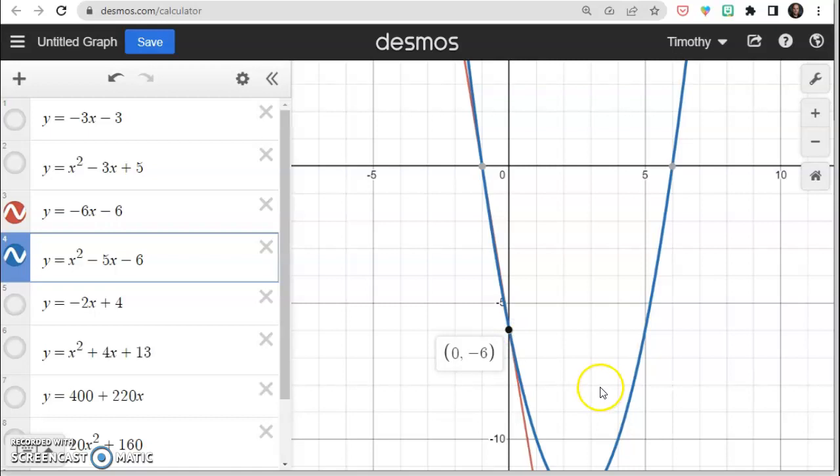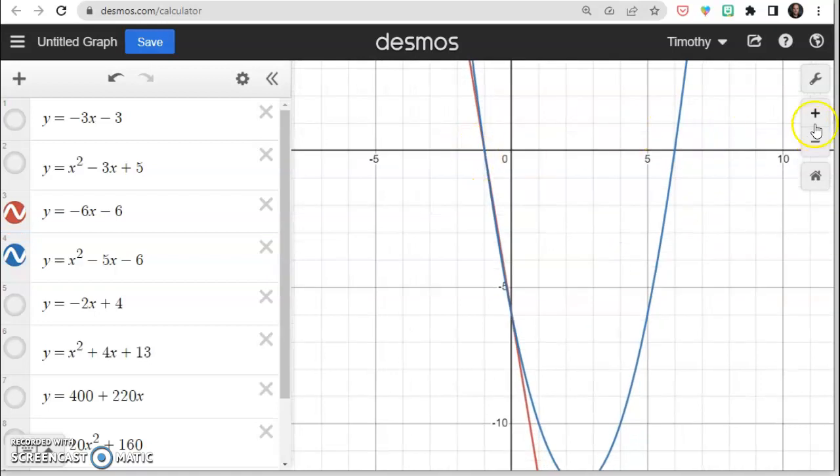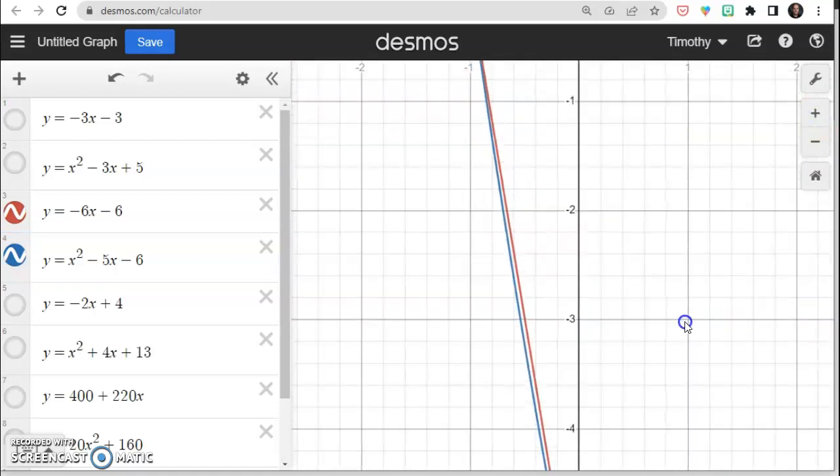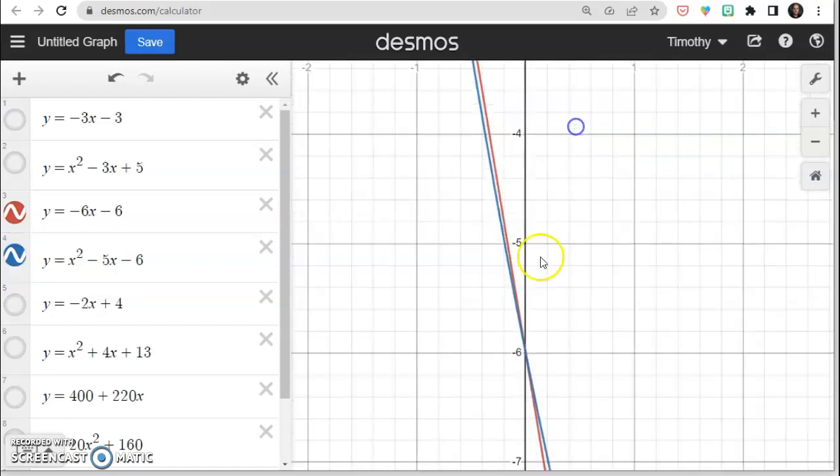Yeah, there it is. There's 0, negative 6. And then here's another coordinate point where they intersect, negative 1, 0. Kind of hard to see at this level. Let's zoom in a little bit further. We can see the two separating right there. Negative 1, 0. Negative 6, 0.